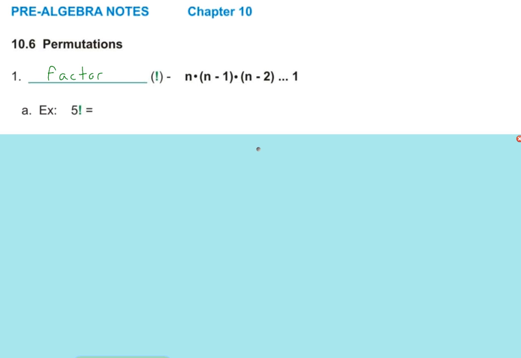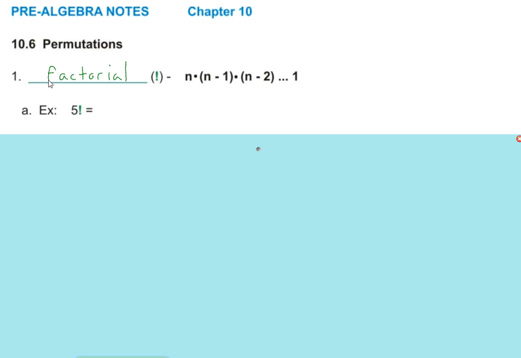Factorial, F-A-C-T-O-R-I-A-L, factorial. And the symbol is an exclamation point. That's the symbol. And so, what does it mean?